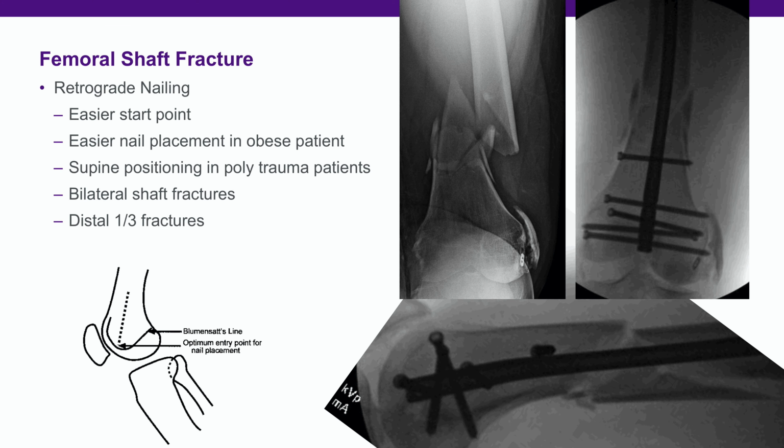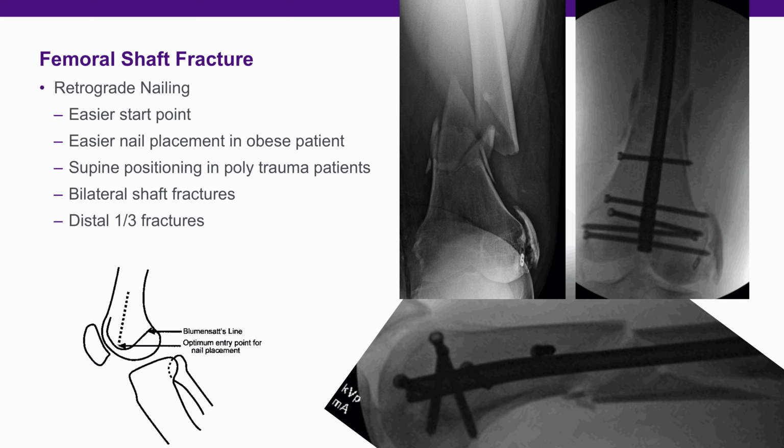While we do not have long-term studies on the effects of retrograde nailing, they do play a role in stabilization of femoral shaft fractures. The start point is technically easier to obtain, especially in obese patients. The patient is positioned supine and does not require a fracture table, so it is easier positioning for polytrauma patients.